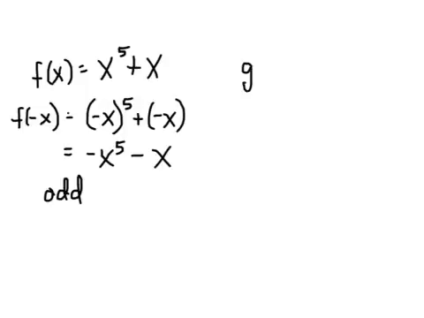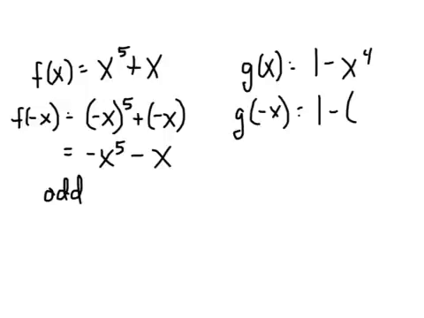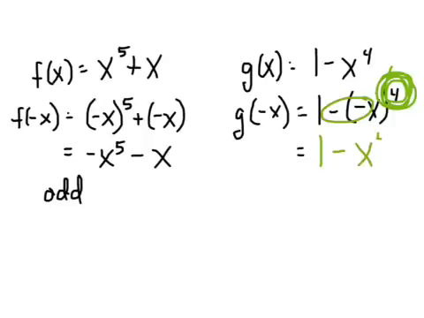Then if I go g of x, 1 minus x to the fourth, 1 minus negative x to the fourth power. Again, when you're doing this one, be very careful. This right here does not happen first. This happens first. That right there. So this ends up being 1 minus x to the fourth, which is the original, so therefore it's even.